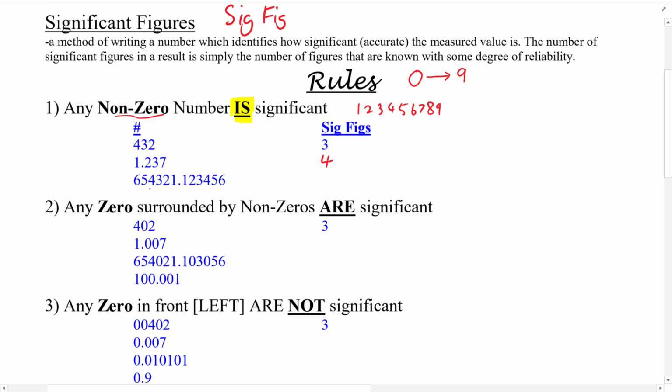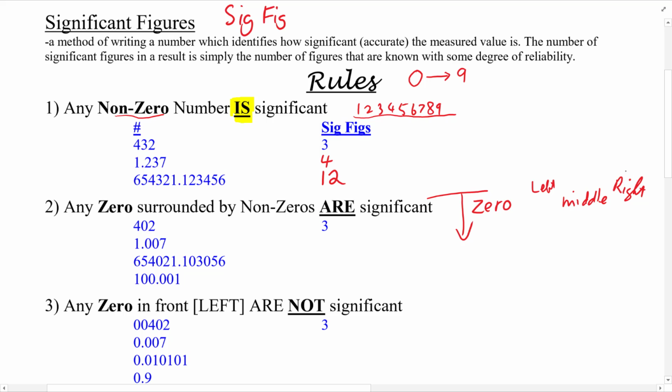And 654,321.12345 will be 12 sig figs. So that rule covers 90% of the numbers. Well, the only thing that we left out is zeros. So every other rule down here below has to do with zeros. And zeros have 3 locations where they can be. They can be in the middle, they can be to the left, and they can be to the right. So it looks like we need to have 3 rules for zeros. In fact, we end up with 4.